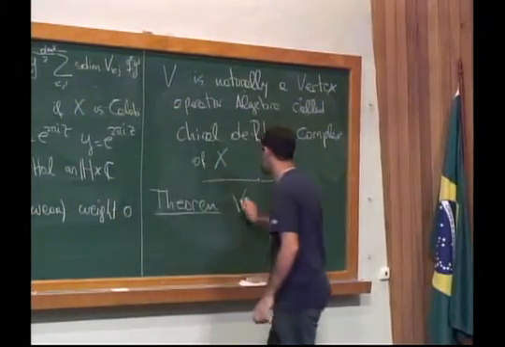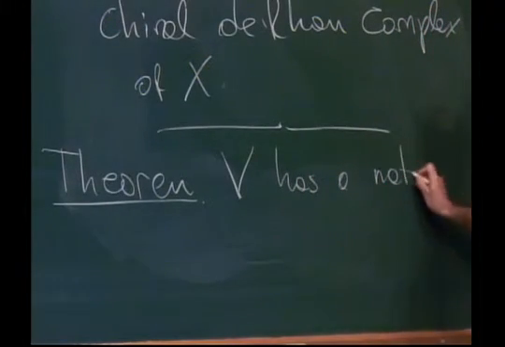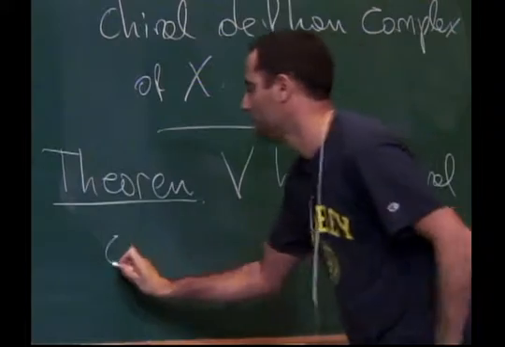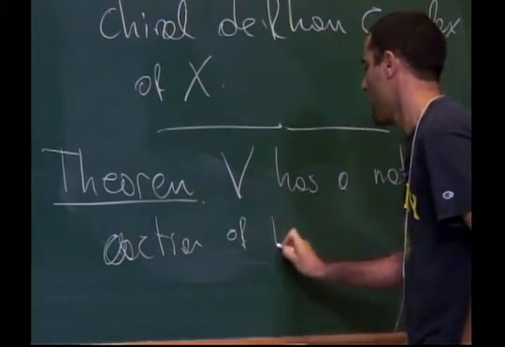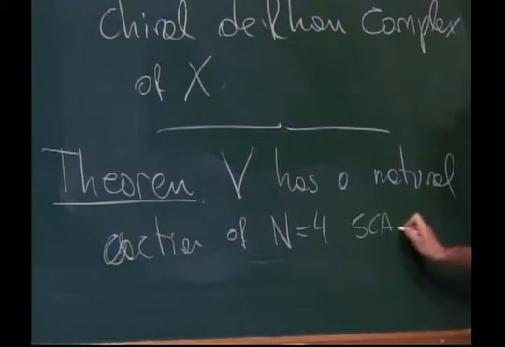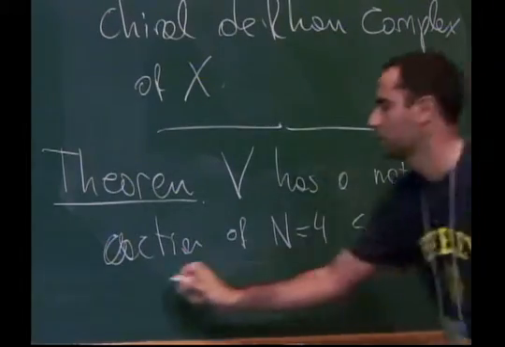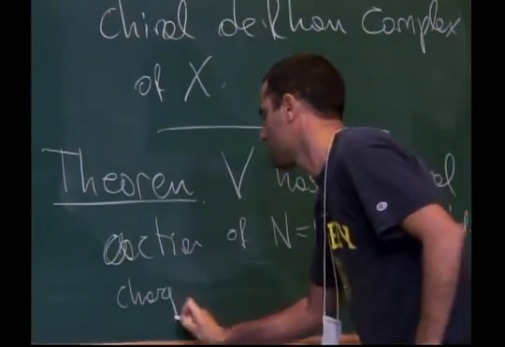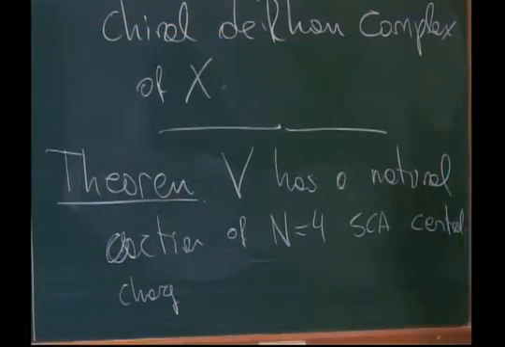Theorem. This V has a natural action of the N equals 4 superconformal algebra of central charge, well, 3/2 times the dimension of X, which is 4, so that's 6.